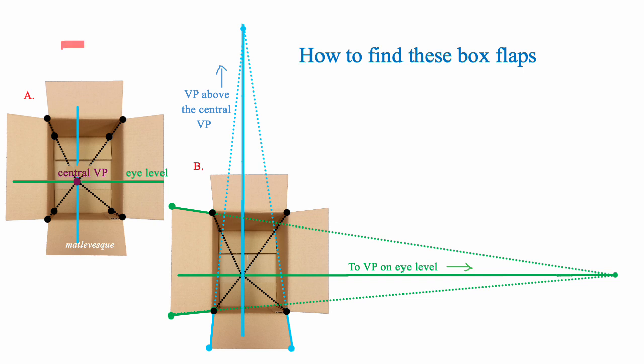How would we find these box flaps? Well, we first have to find the central vanishing point where the sides of the box meet, and that central vanishing point is on eye level. Then for the flaps, they either converge toward a vanishing point on eye level, as do these green flaps, or they converge on a line that's above or below the central vanishing point, like these blue flaps.